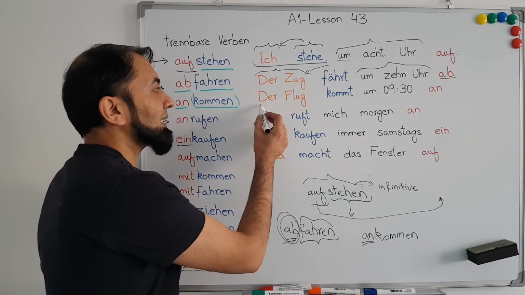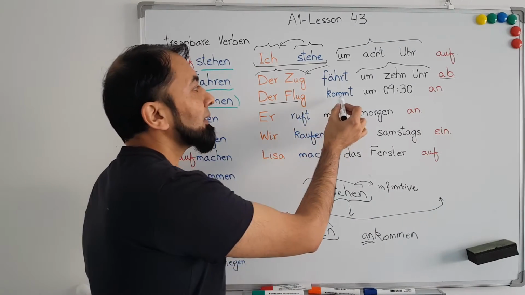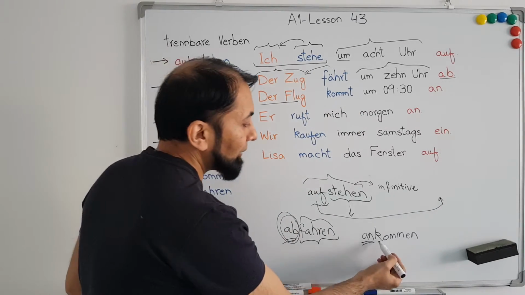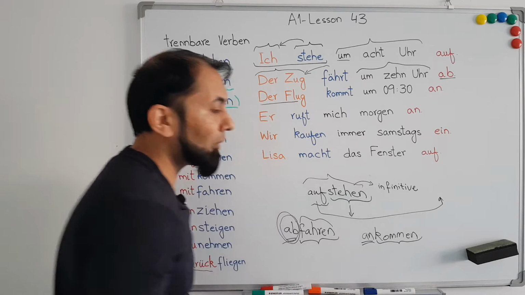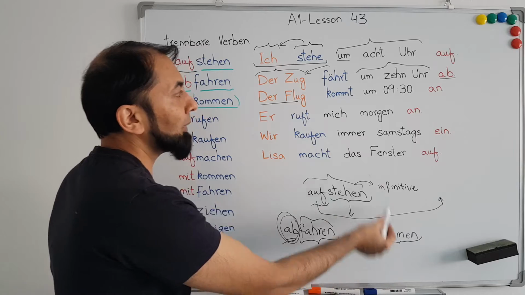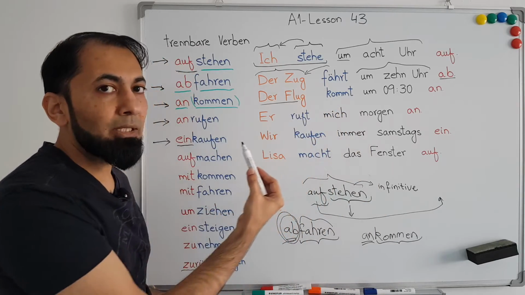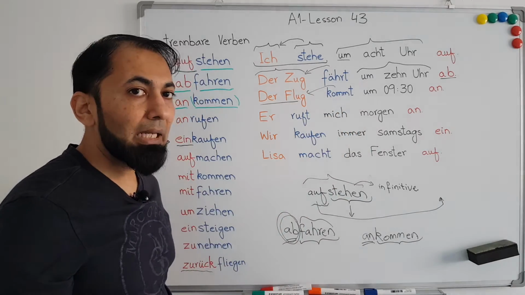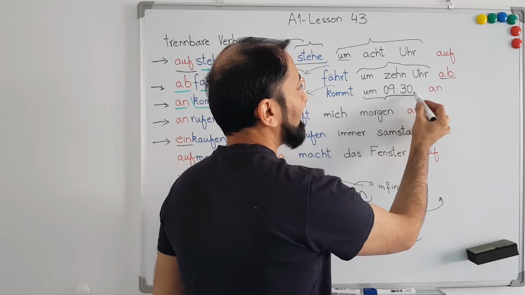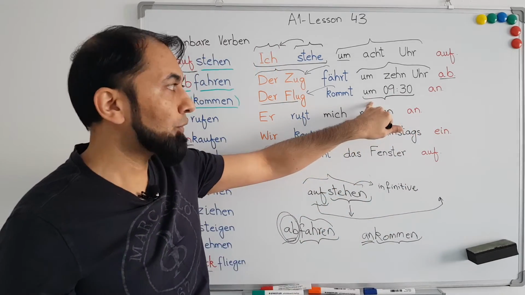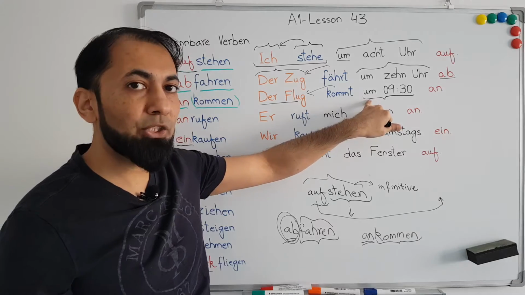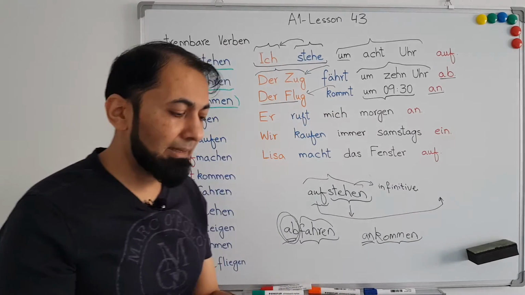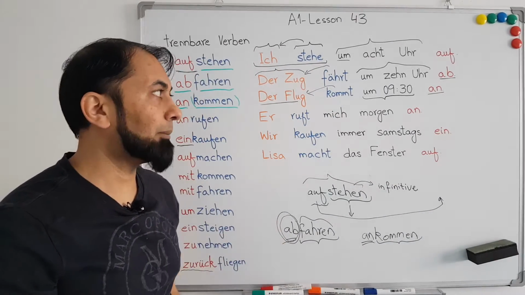Again, the subject will come at the first position. Ankommen will be conjugated according to the subject, and we know that we have to conjugate the infinitive form of the verb, and the infinitive form kommen, if conjugated with respect to third person singular or der Flug, will become kommt. And then we have to tell time, at what time the flight is arriving. The flight is arriving at 9:30, so we have to tell the time by using the preposition, and we know that the prefix will come at the last position of the sentence if we are using a separable verb.